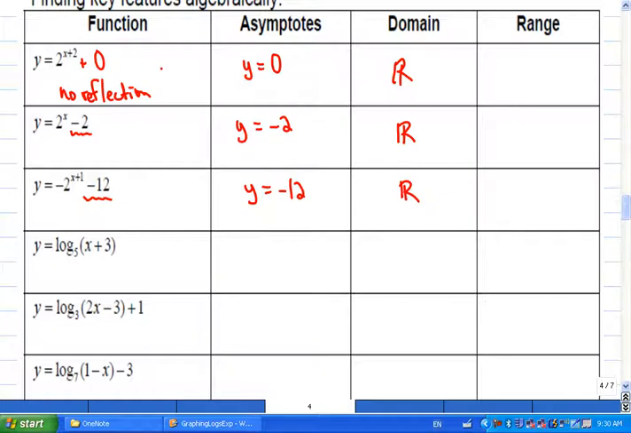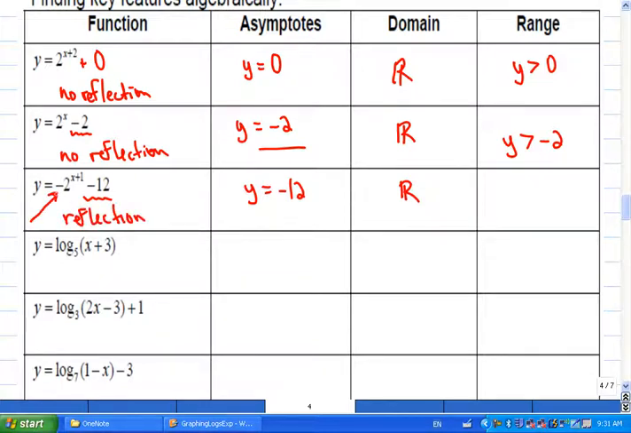So it's going to be rising, it's going to be getting bigger, so it's going to be y greater than 0, so larger than the asymptote. Again, there's no reflection here. It's going to be getting larger, so it's going to rise above the asymptote, so y will be greater than negative 2. This one does have a reflection.